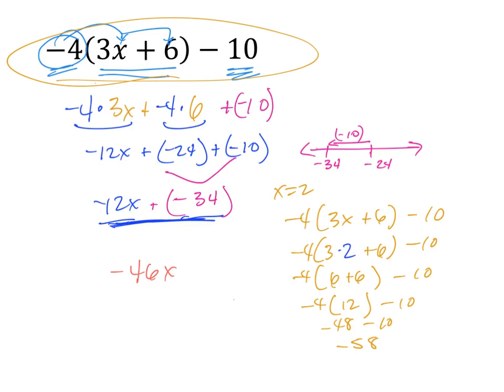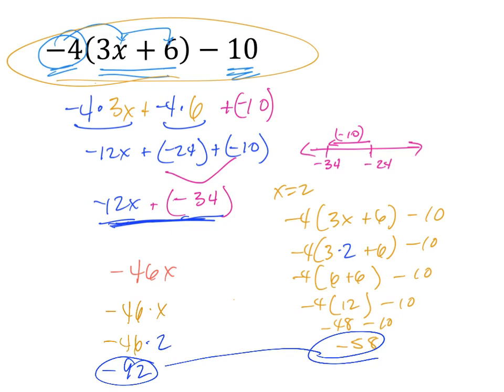So now we're going to plug 2 into negative 46x. So if I have negative 46 times x, and I plug a 2 into there, negative 46 times 2 comes out to negative 92. This is not the same as negative 58. So these are not equivalent expressions.